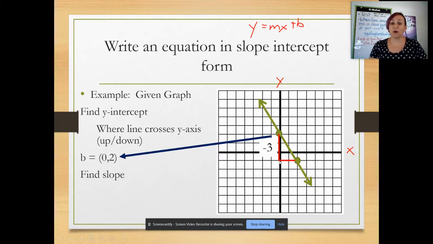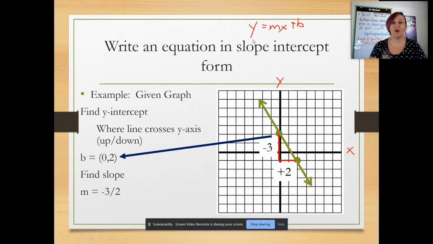From this new spot, I'm going to run to the right, and I'm counting my boxes and there's 1, 2 boxes. So since I'm running to the right, it's a positive and I counted 2 boxes. So my slope, my rise over my run, is -3 over +2, or just -3 over 2. That's my slope, my m.